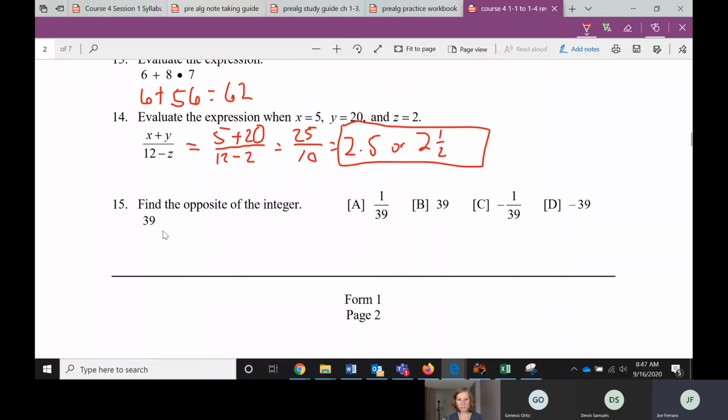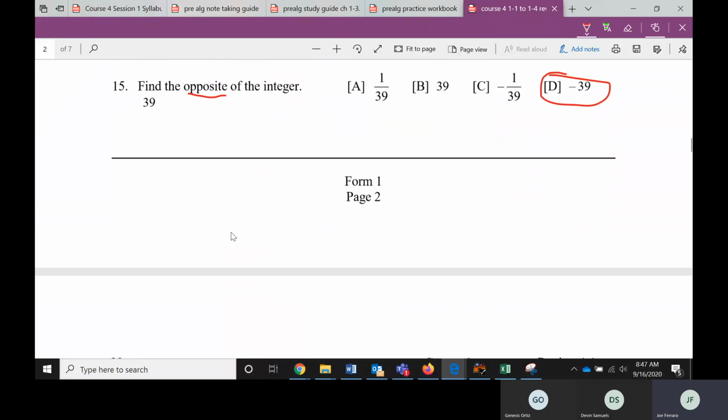Okay. Next one, opposite. So you could have an opposite or absolute value question here. What's nice about this problem is if you get these, well, no, you have to make sure sometimes the answer would be the same. This one you would not. If you did absolute value of 39, it would stay 39. Opposite means just change the sign. So if it's a positive 39, opposite means make it negative. Okay.